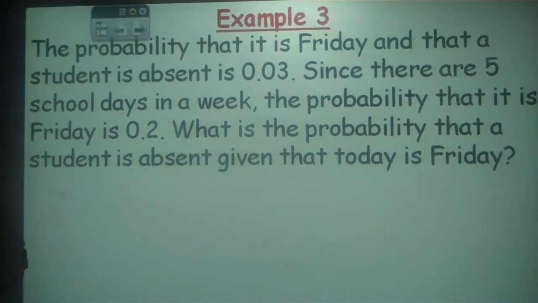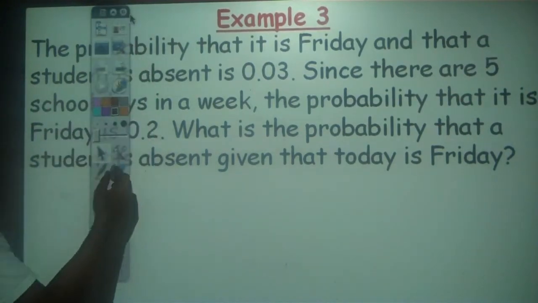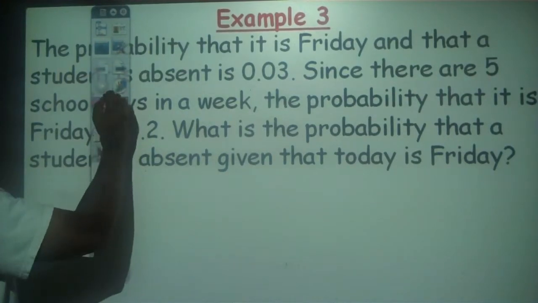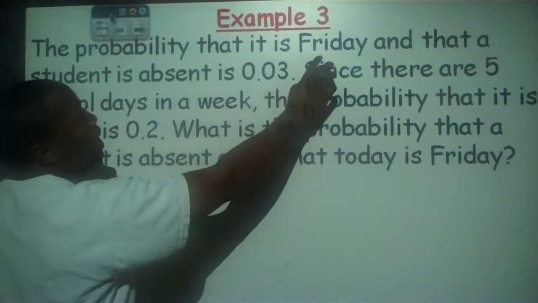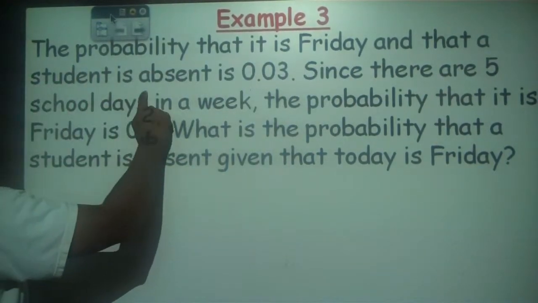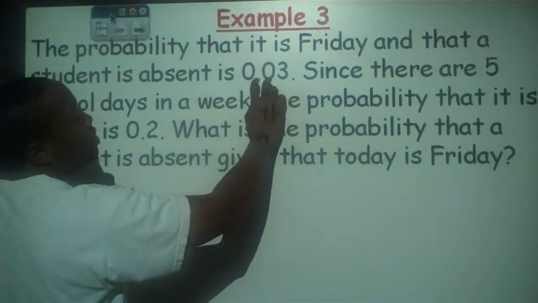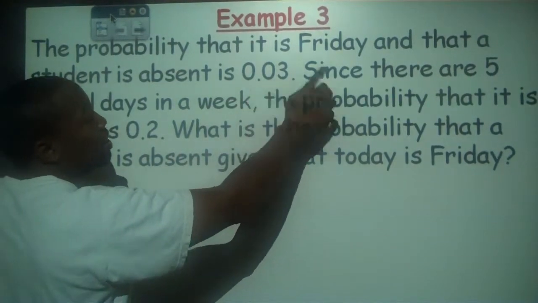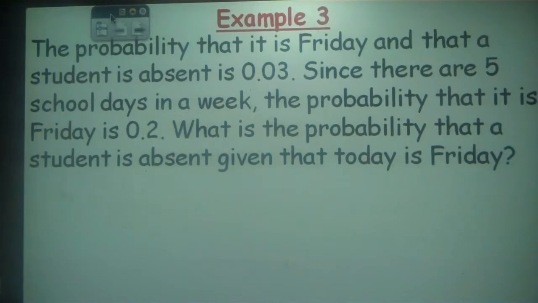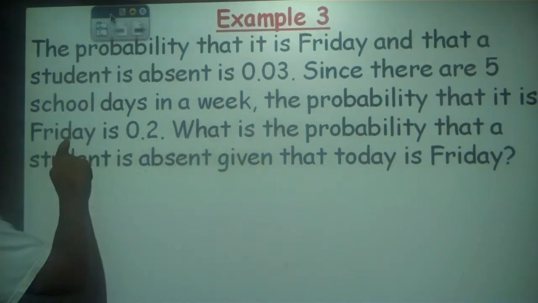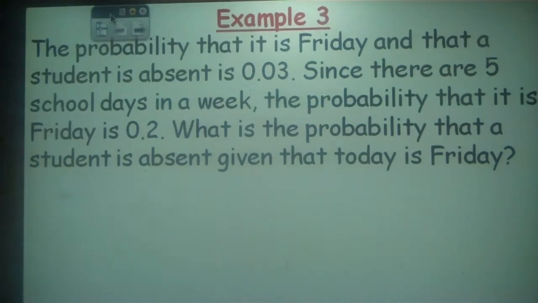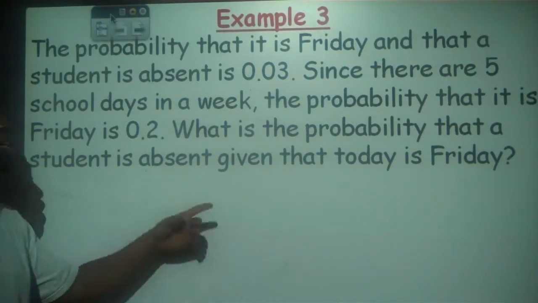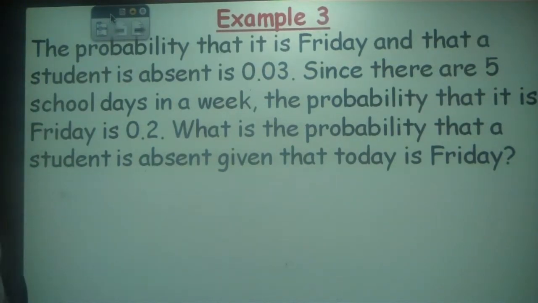So let's read this real quick. I'm going to underline some keywords that are really important. I'm going to underline in red, okay? The first thing we got: the probability that it is Friday and that a student is absent is 0.03. Since there are 5 school days in a week, the probability that it is Friday is also 0.2. What is the probability that a student is absent, given that today is Friday?